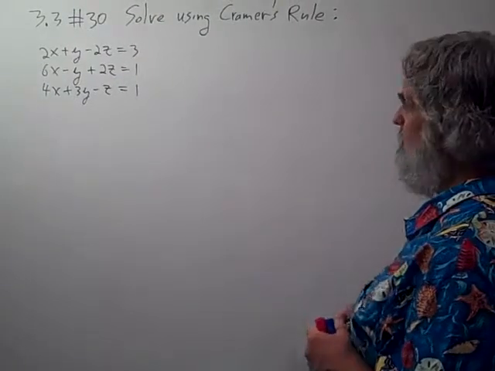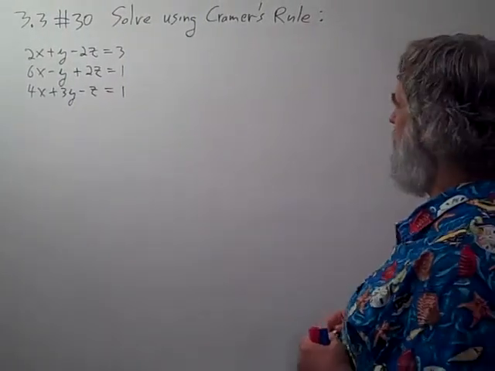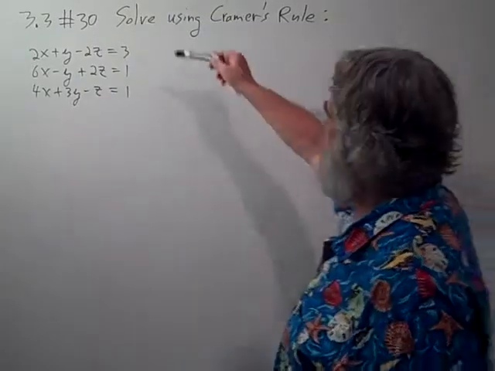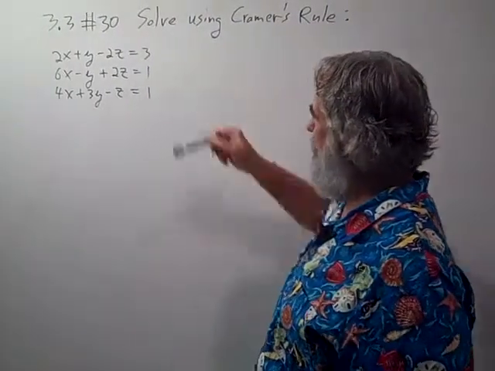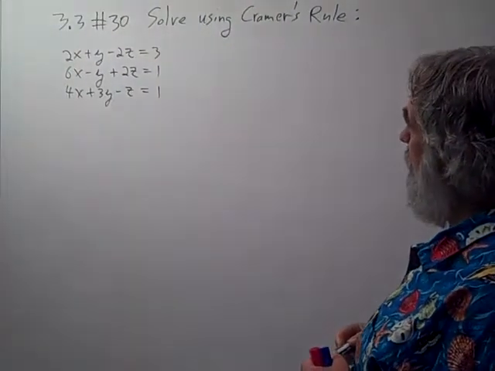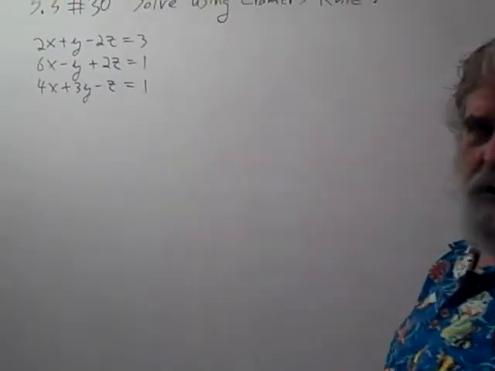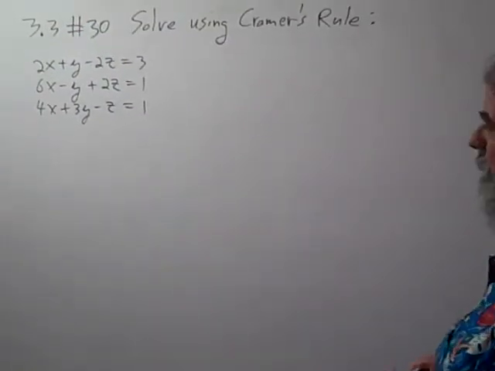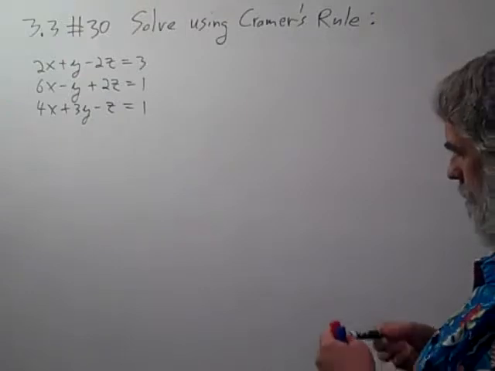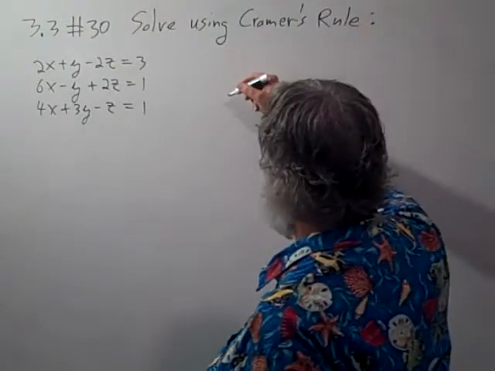Okay, we're going to solve this 3 by 3 linear system using Cramer's rule. Each of these is the equation of a plane in three-dimensional space. And if you look at a corner of any room, you'll see three planes intersecting at a point, which is what we're trying to find, that point of intersection.